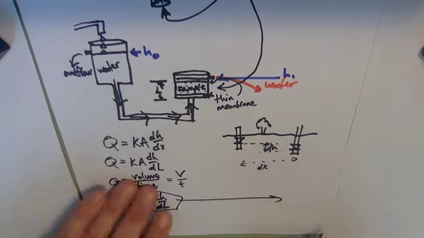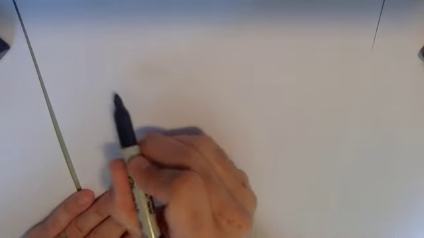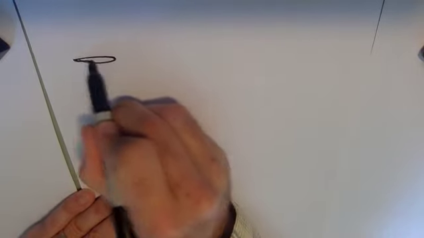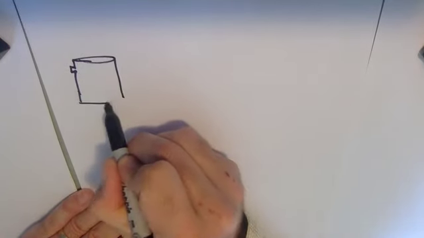And we're going to go to the next page. And I'm going to redraw this. I'm going to diagram this constant head permeameter again. So we have something that looks like this.